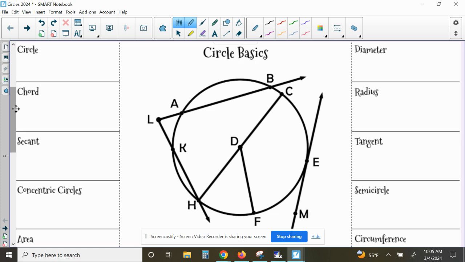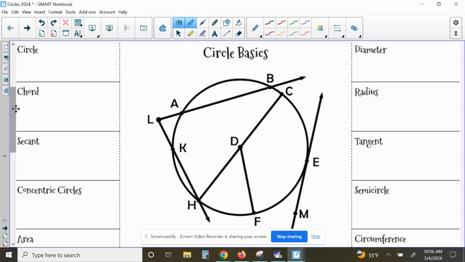Which words have you heard of? Circle, diameter, radius, tangent, area, semicircle, circumference. And there are some words on here that you maybe don't know. But you know about half of them, so it's not like you're building a whole bunch of new vocabulary, but we'll review over them and we'll color them in the picture so we remember what they look like.